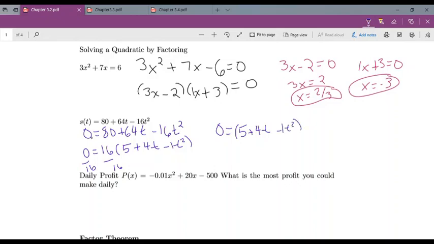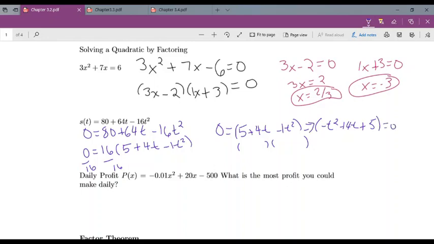Now we can factor it. So what I have is two parentheses here. Okay. Now, if you wanted to, you could come over here and rewrite it if it makes you feel better. You could rewrite it as negative t squared plus 4t plus 5 equals 0.